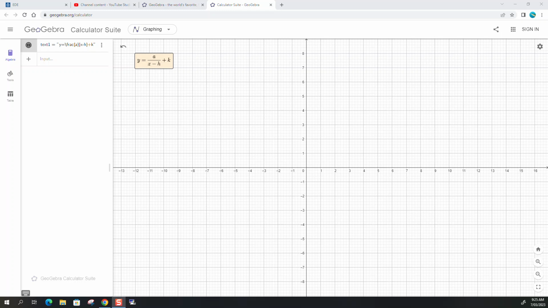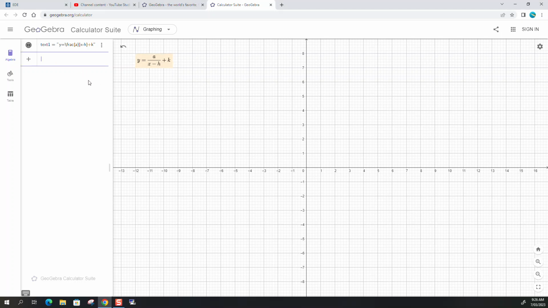Hi everyone, this lesson is about the graph of a rectangular hyperbola. This is our general equation for the hyperbola. Remember, A is the vertical dilation factor, H is the horizontal shift or the vertical asymptote, and K is the vertical shift or the horizontal asymptote. More about that in a minute.